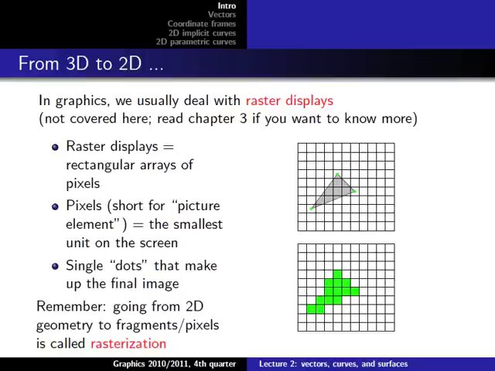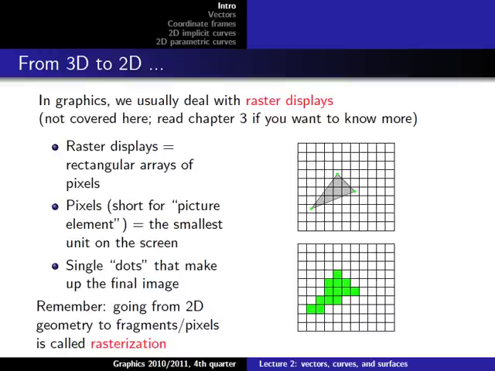Pixel is short for picture element. It's basically the smallest unit you have on a screen, or informally said, it's a single dot, and all those single dots together make up your final image. When you look at a screen very closely, you usually see that the image is made of single dots. But if you go further away, you cannot recognize the dots anymore, and it becomes a real image.